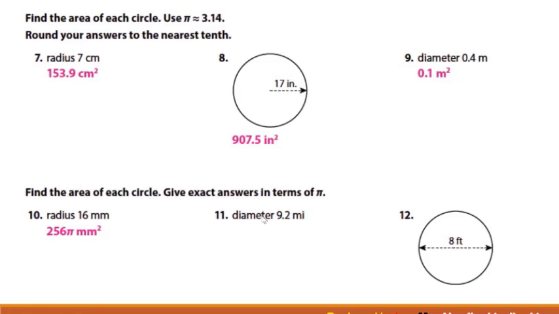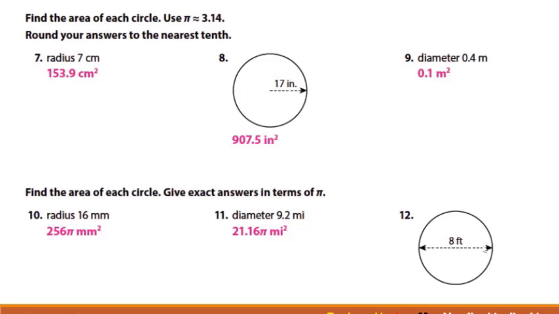9.2, this is diameter. It's supposed to be dealing with diameter. I have to make it as radius, so I have to divide this by 2. 9.2 divided by 2, the answer make it power 2. Then put pi.